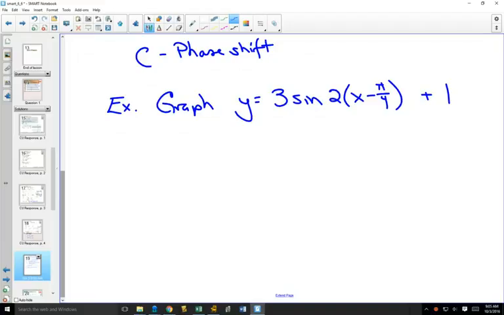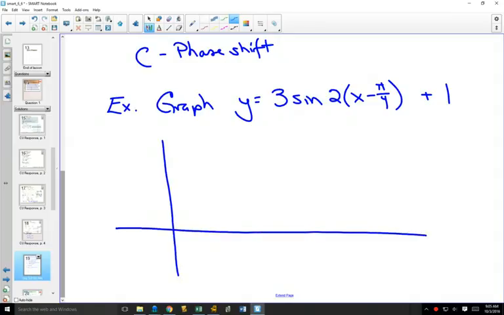So here we have a sinusoidal graph with all the transformations. Draw your axes, y-axis. The first thing you're going to look at is your d value. That's our center line. We have a +1 at the end, so we know that our sinusoidal axis is at y equals 1.